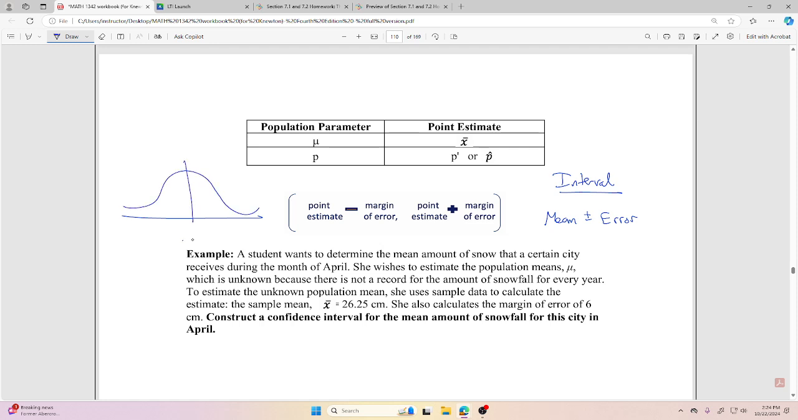As an example, there's my nice bell curve, and this is my mean. And let's say that this distance here is my margin of error. Okay, so then that range, that interval, that confidence that I have is from this end to this end.